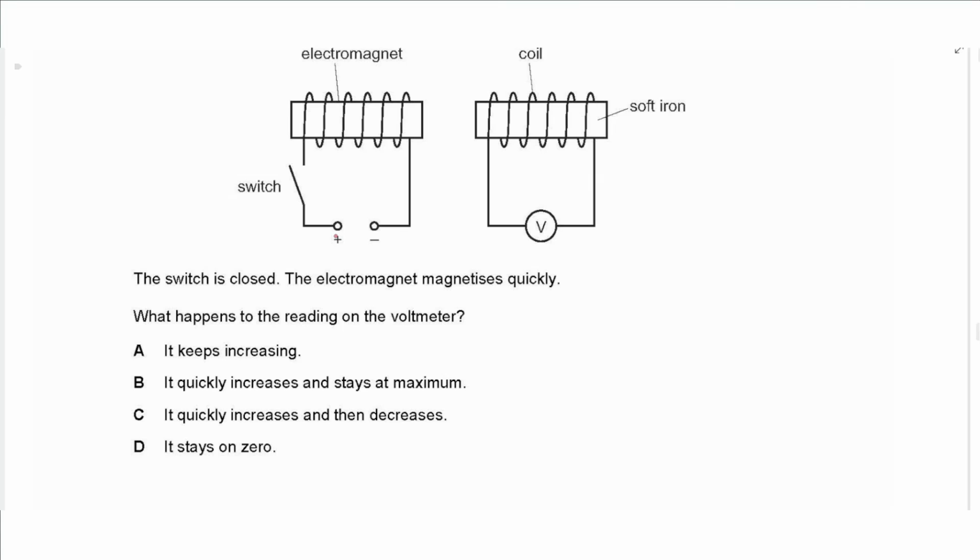But as it is connected to a direct current supply, the current will become constant and the field will stop changing. So there will be no more change in flux or no more cutting of the field. So the voltmeter will read 0 again. So it keeps increasing? No, it does not keep increasing. It increases, then goes back to 0. It quickly increases and then decreases. Yes. It stays at 0? No, because there was an initial change in flux. So the answer here is C.